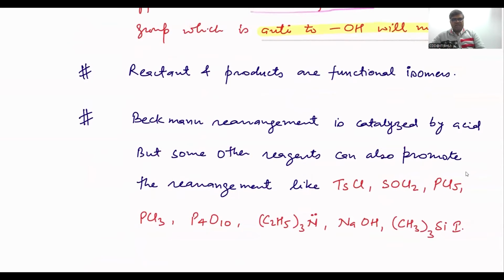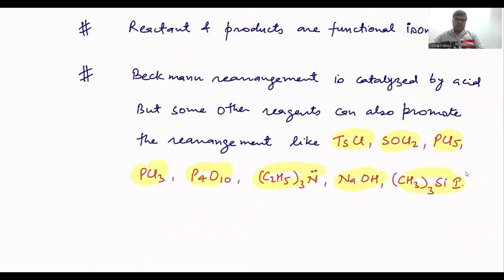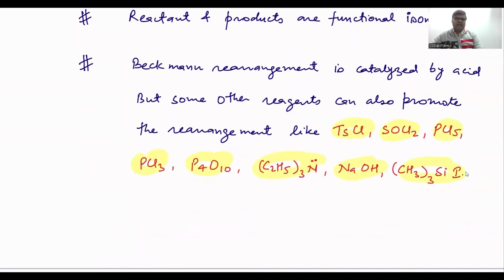Beckmann's rearrangement is catalyzed by acid, as I have already told you, but there are some more reagents which can promote this reaction: tosyl chloride, SOCl2, PCl5, PCl3, P4O10, sometimes a tertiary amine, even NaOH, and sometimes silicon derivatives. So CH3 Si type compounds also act as catalysts or promote the Beckmann's rearrangement.